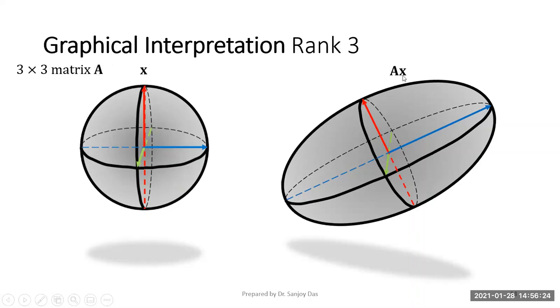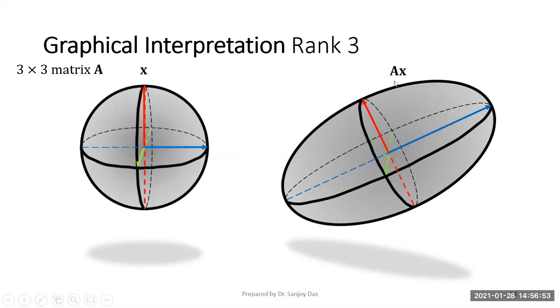So AX will give you some other point, and all these points will form this three-dimensional hyperellipse, ellipsoid. It's this egg-shaped region. That's because A is, excuse me, of rank 3.